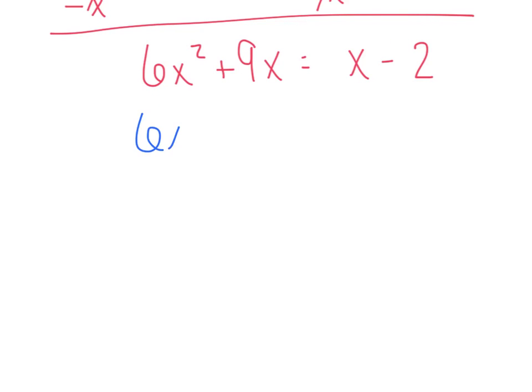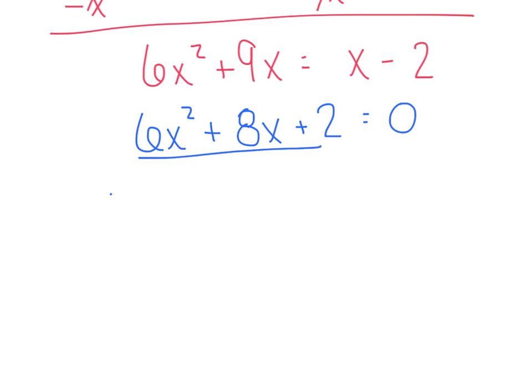So I've got 6x squared. If I subtract an x from both sides, I get 8x. And if I add 2 to both sides, I get plus 2 equals 0. Do you have a GCF? You do. And I'm going to divide both sides by 2. I get 3x squared plus 4x plus, don't forget the 1, equals 0.